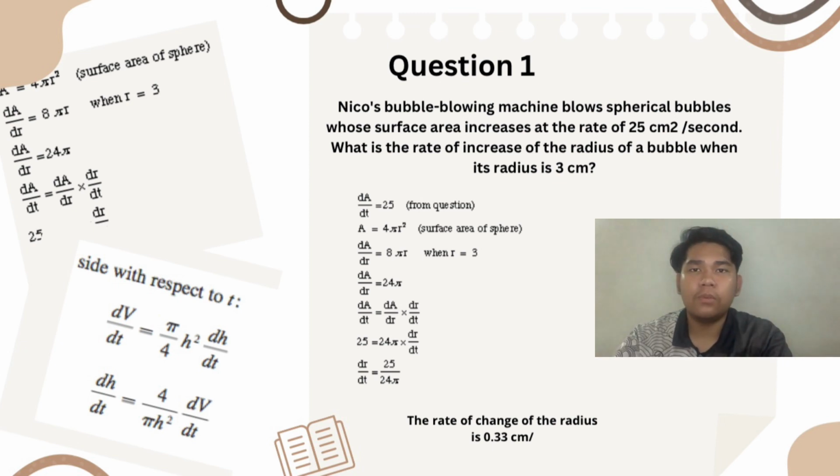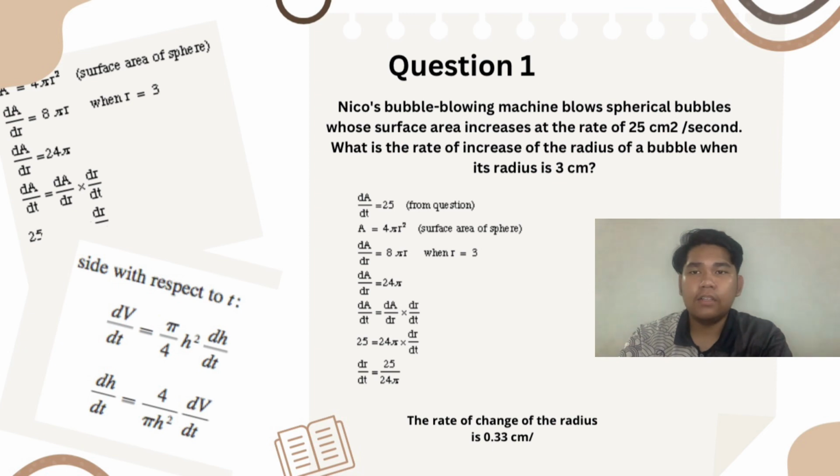So for the calculation, first we can see dA/dt equals 25, taken from the question. We know the formula of the surface area of a sphere is A equals 4 pi r squared. We put it into the formula, so dA/dr equals 8 pi r. We know r is 3, so we just put it in, and dA/dr equals 24 pi.